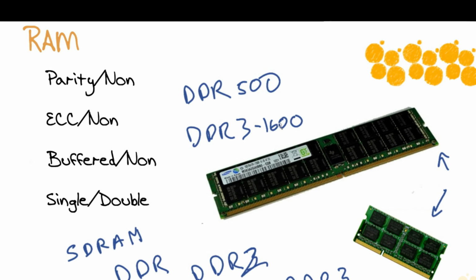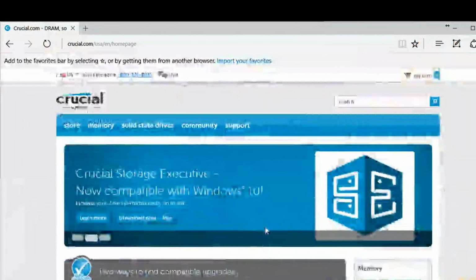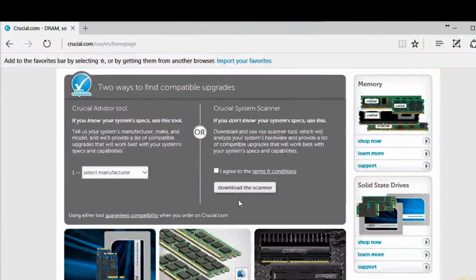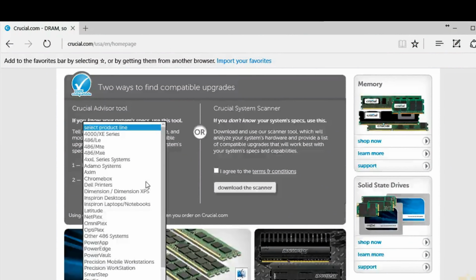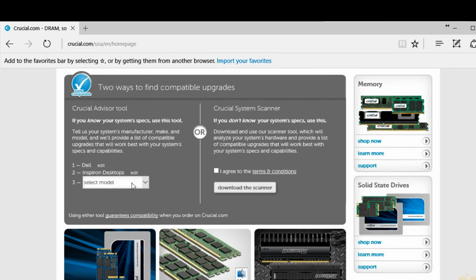So with all of this knowledge now that we have of all of these variations, let's go back to the Crucial site and have some fun looking up the capabilities that we could put into a particular motherboard. We'll go into the Crucial Advisor tool and select a manufacturer. I'll say I have a Dell system, and let's see, I've owned so many Dells. Let's see, an Inspiron desktop. Yep, I've owned those before.